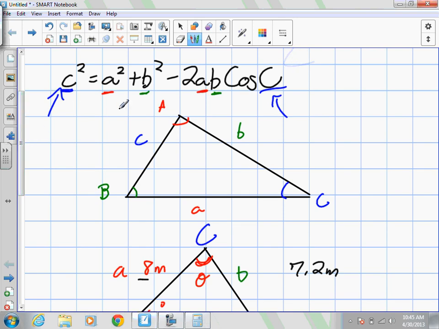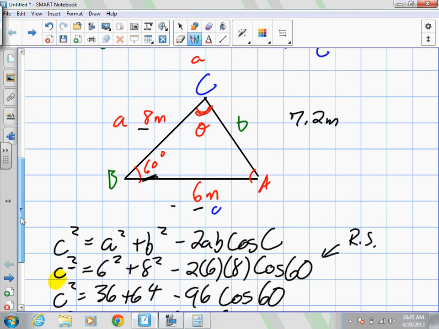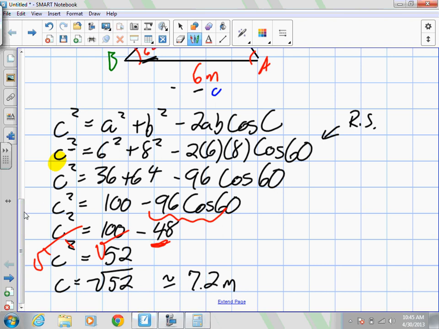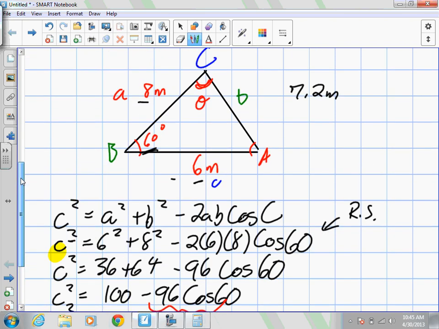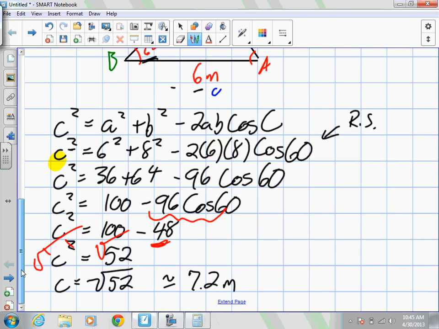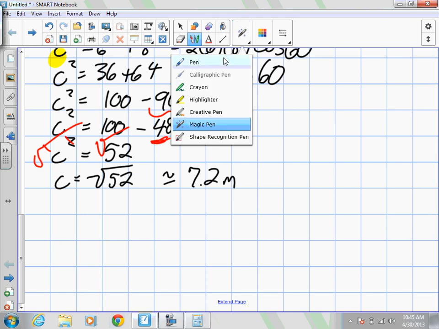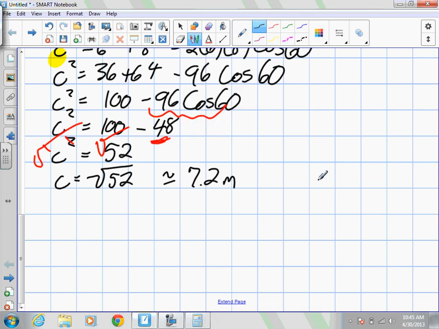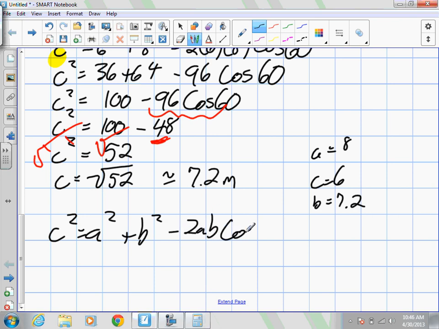Okay? So, what were they? A and B were 7.2 and 8, and 6 was C. Okay. So, I'm just going to write those down quickly. C is 6, A was 8, and B was 7.2. Okay. So, cosine law again. C squared is equal to A squared plus B squared minus 2AB cos C. Okay. Cos C, again, is what we're looking for. So we can replace that C with theta, since that's what we called it in our question.